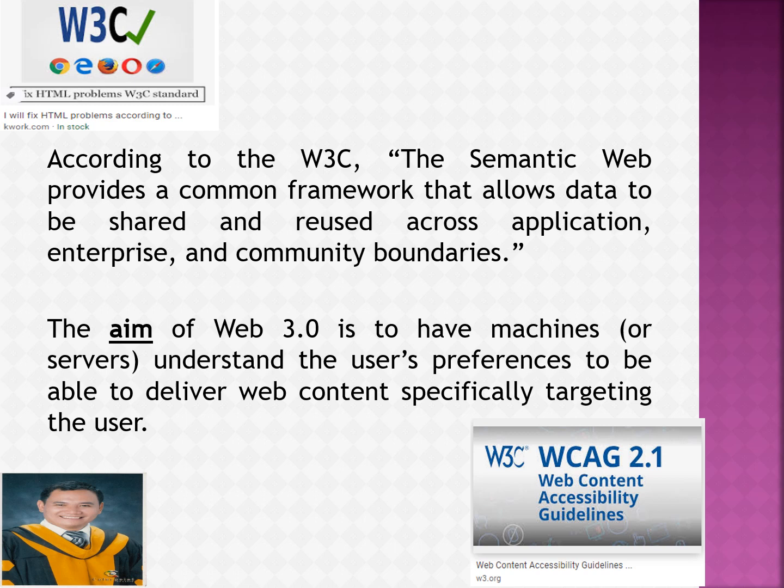The aim of Web 3.0 is to have machines or servers understand the user preferences to be able to deliver web content specifically targeting the user. For example, when doing a web search in Web 2.0, the topmost result is based on the preference of several users who already searched for the item. The search engine then labels it the most common answer to the search query. Though there are instances wherein several preferences are considered, like geographic location, Web 3.0 aims to do better.